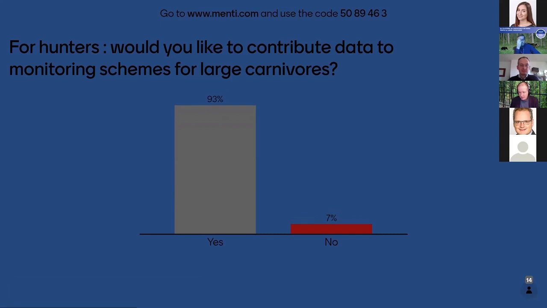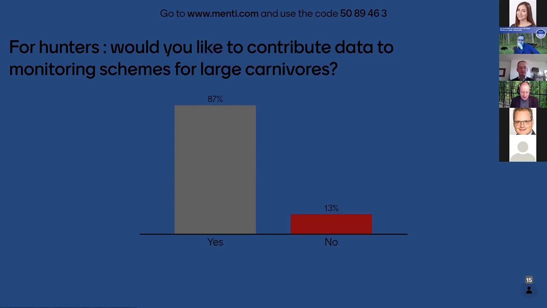And I think this is more or less stabilizing. And then we see that an overwhelming majority is indicating, yes, we would like to contribute to data monitoring schemes for large carnivores. At the moment, out of 15 responses, we have 87% saying, yes, we would like to be involved. 13%, nope, that's not something I would like to take part in.